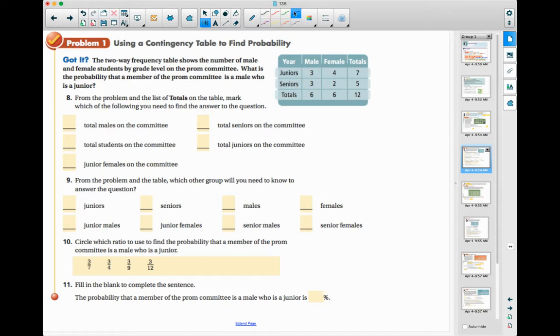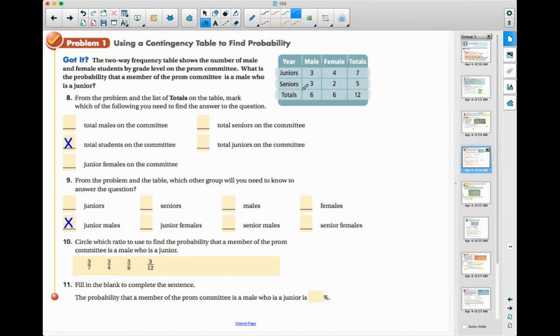Which one am I going to need? The first thing I'm going to need is the total of students on the committee. And from the problem and the table, which other group will you need to know to answer the question? I'm going to need the number of junior males. So circle which ratio to use to find the probability that the member of the prom committee is a male who is a junior.